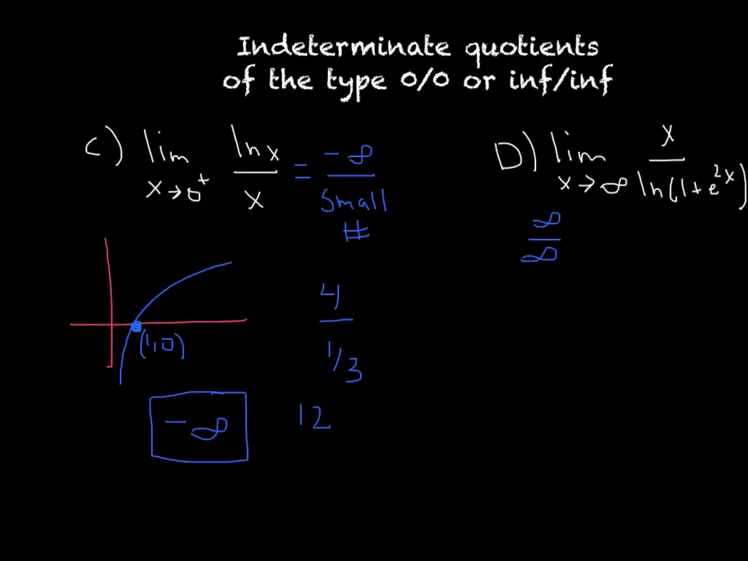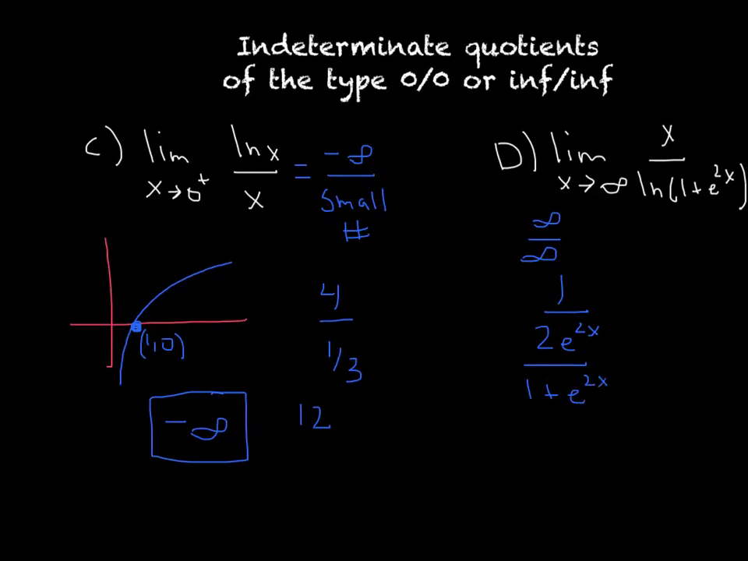So we're going to take the derivative of the top. The derivative of x is simply 1. And the derivative of the bottom, well, that's a natural log function. And one of the reasons why I do like doing L'Hopital's rule at this point of the year is that it does refresh us on all of our derivatives and stuff. So the derivative of natural log is u prime over u. And the u prime would be 2e to the 2x divided by u, which would be 1 plus e to the 2x.